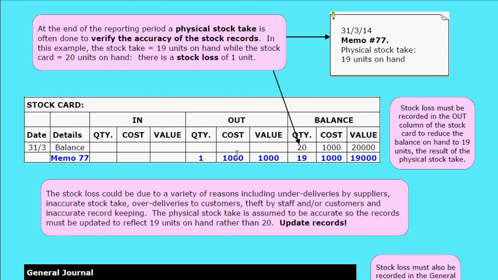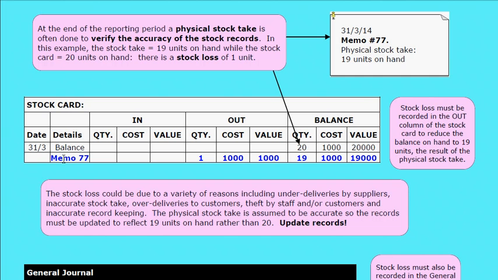We've lost 1 unit. It might have been stolen by staff, by customers. It could have been due to an under-delivery by a supplier which wasn't detected at the time. It could have been due to an over-delivery to one of your customers which you didn't appreciate at the time. So there's a variety of different reasons for the stock loss, but we have to record and then report the impact of the stock loss.